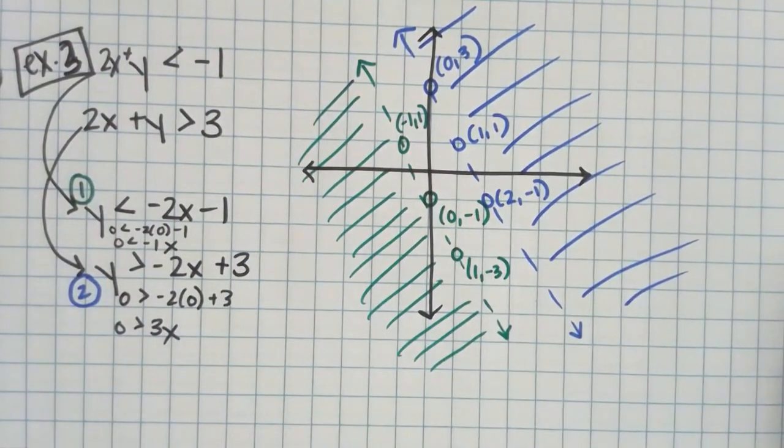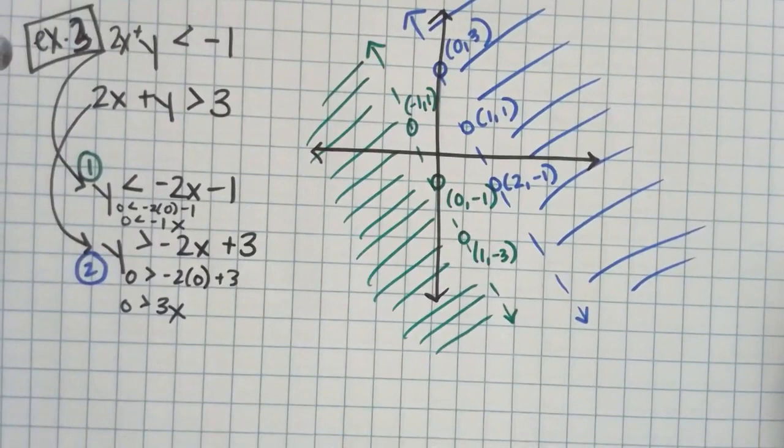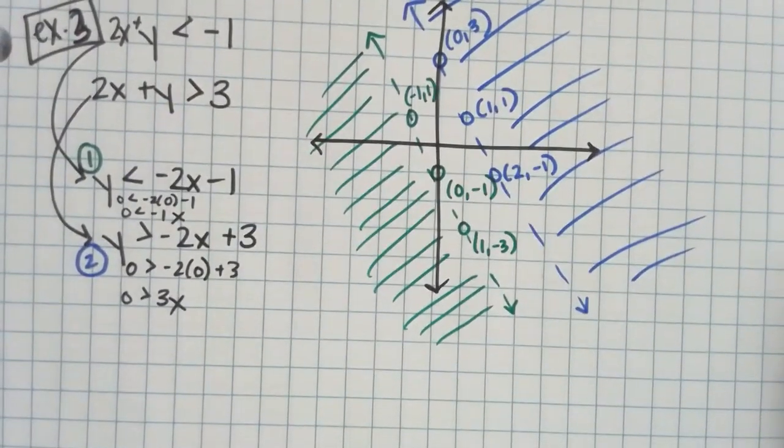Right. So is there any solution that would be part of both of these? No, because they don't overlap at all. Okay, so we would say that there is no solution to this system of linear inequalities.